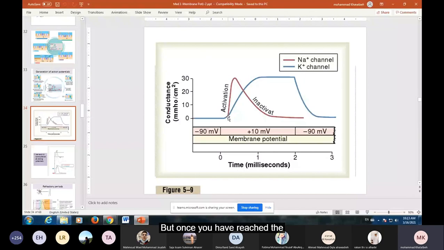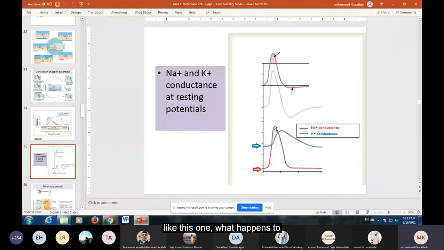But once you have reached the tip of the action potential here, what happens to the activity of sodium channels? These are inactivated. So the conductance, as you see here, for sodium is decreasing fast. But we are still activating potassium channels, so the conductance for potassium is still increasing. And the highest conductance, as you see in this slide, for potassium is during the falling phase of the action potential. So the first recording up is reflecting the action potential.